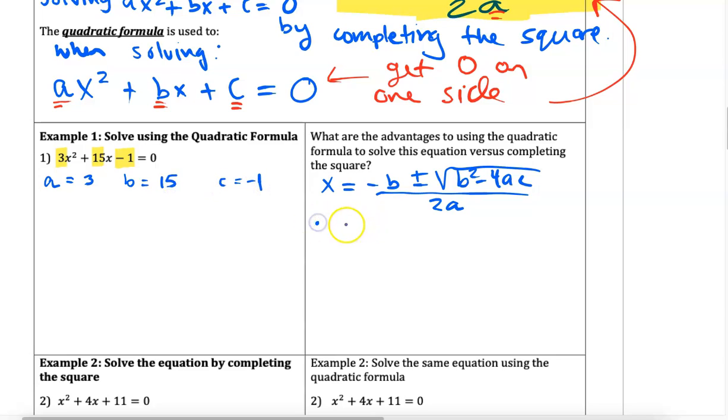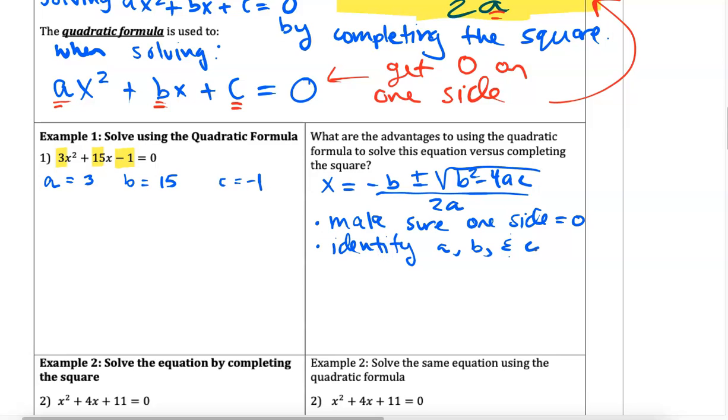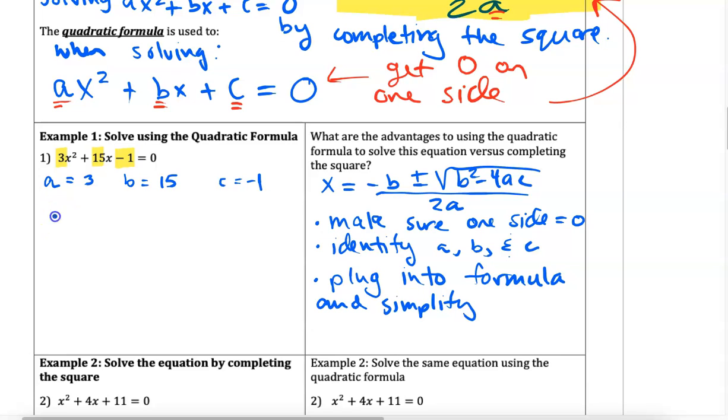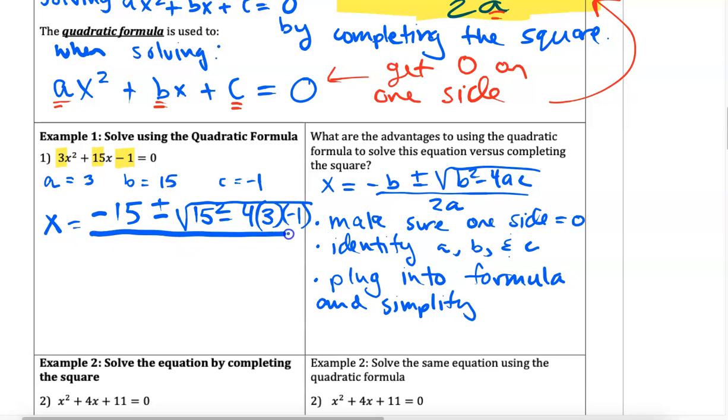So you might want to start by making sure one side is equal to 0, and then identifying what a, b, and c are. Okay? And then plug them into the formula and simplify. So I start with negative b, which in this case would be negative 15, plus or minus the square root of, and then I have to square the b right here, so I'll just write it right now as 15 squared. And then I have to do 4 times a times c, which is negative 1. And then all of that is divided by 2 times a.